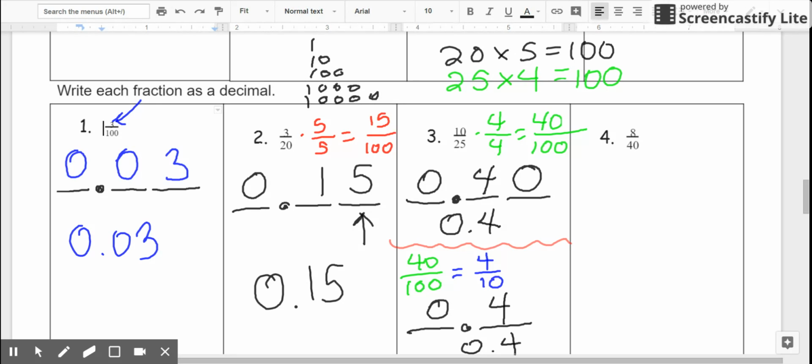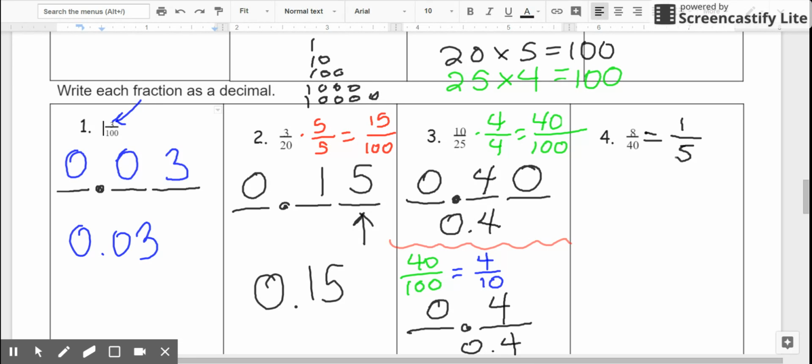Number 4. Now I need a number that starts with 1 and ends with zeros that 40 goes into. 40 is a hard number to think about. I wonder if we can simplify this fraction. Do 8 and 40 have anything in common? If you answered that they have a factor of 8 in common, you're correct. 8 divided by 8 gives me 1, and 40 divided by 8 gives me 5. So 8/40ths is the same as 1/5.